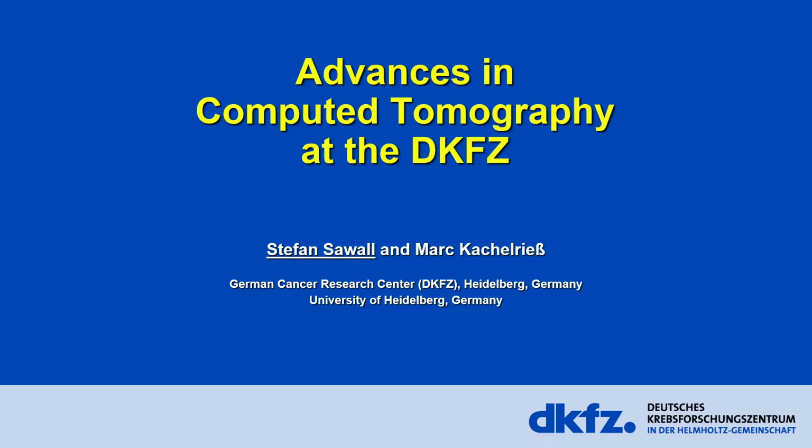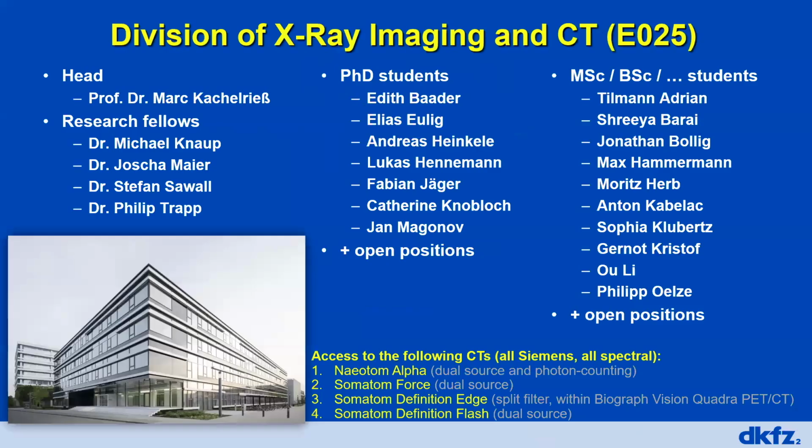I'm Stefan, as Heimo already said. I'm a postdoc in the division of X-ray imaging and CT at the German Cancer Research Center in Heidelberg, headed by Marc KIS. We are a research group of approximately 25 employees, consisting of bachelor and master students, PhD students, and postdocs. And we are located in that beautiful building shown on the left-hand side of this slide, in the Neuenheimer Feld. And as a CT group, of course, we have access to a variety of CT systems. They are listed on the slide as well.